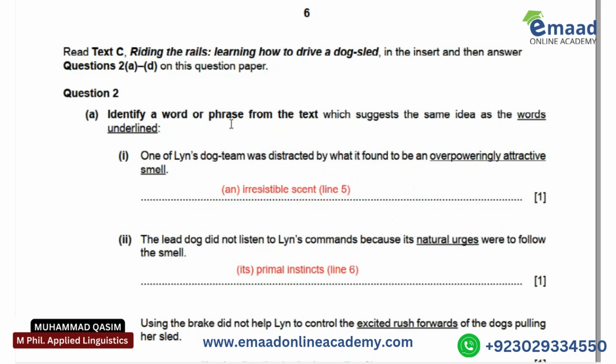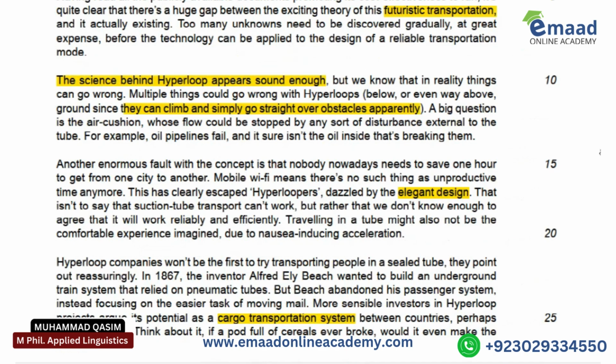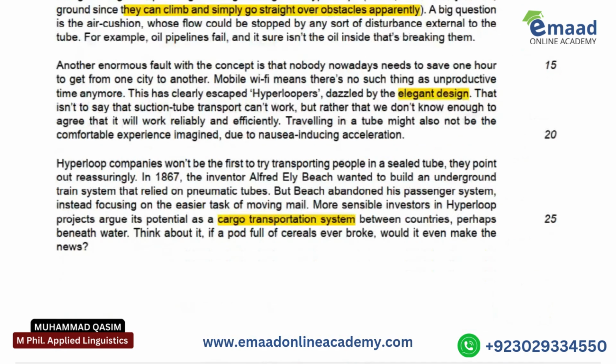Identify a word or phrase from the text. You have to keep it in your mind. You just need to identify a word or phrase, not a full sentence, which suggests the same idea as the words underlined. So, one of Lynn's dog team was distracted by what it found to be an overpoweringly attractive smell. So to find the answer, you need to read text C, that is riding the trails, the dog sleds.